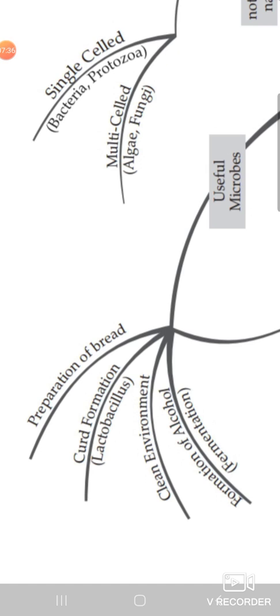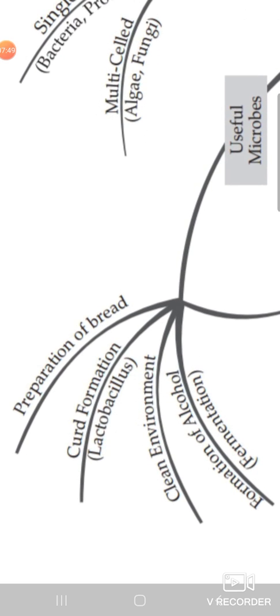Now the second is curd formation, which is done by lactobacillus. Lactobacillus is the name of the bacteria which is responsible for making curd from milk. I want to give you some information about lactobacillus, dear students. Why is the name given as lactobacillus? Because lactose is one kind of sugar which is present in milk.